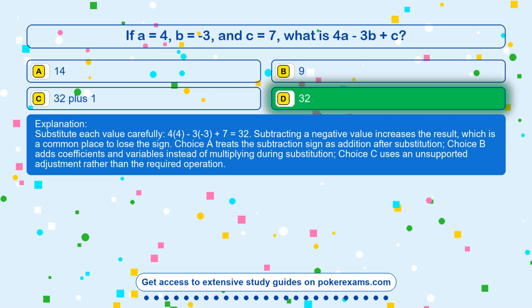Substitute each value carefully. 4 times 4, minus 3 times negative 3, plus 7 equals 32. Subtracting a negative value increases the result, which is a common place to lose the sign. Choice A treats the subtraction sign as addition after substitution. Choice B adds coefficients and variables instead of multiplying during substitution. Choice C uses an unsupported adjustment rather than the required operation.